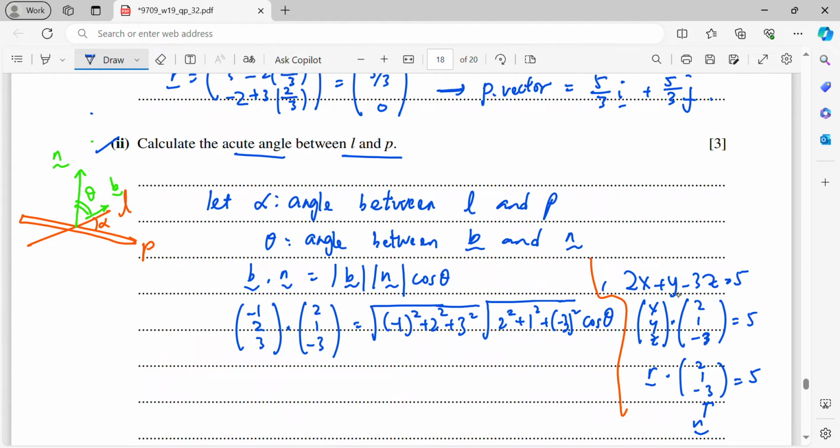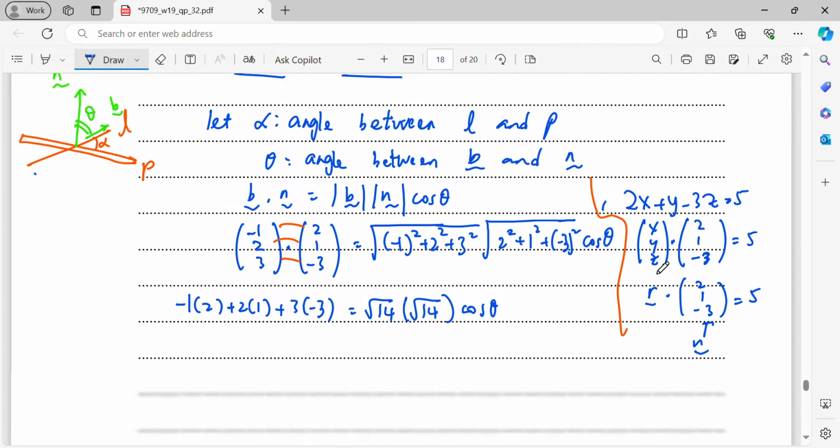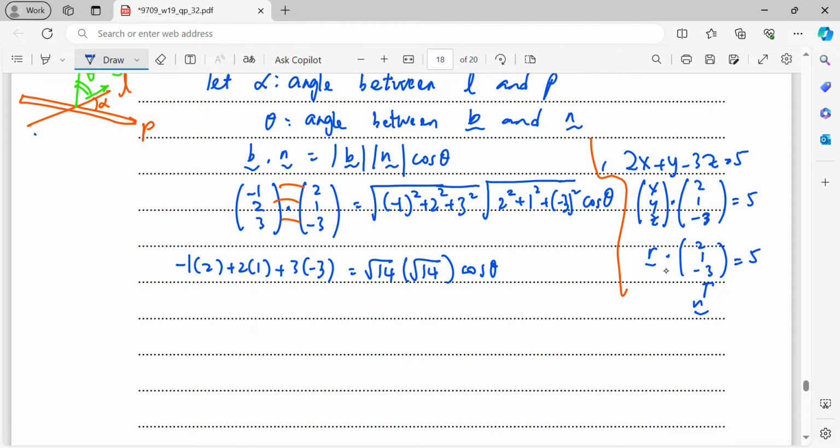Then for the left hand side, you just multiply, because this is a dot product. Multiply and then you add. So I will get minus 1 times 2 plus 2 times 1 plus 3 times minus 3. Then for the first square root, that is square root of 14. Second square root, also square root of 14. Then cos theta. For the left hand side, the first two terms will cancel off because minus 2 plus 2. Then here you get minus 9. So minus 9 equals 14 cos theta.